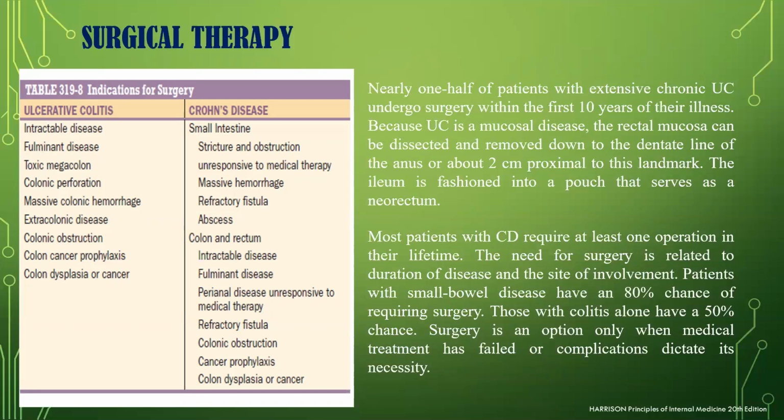Most patients with Crohn require at least one operation in their lifetime. The need for surgery is related to the duration of the disease and the site of involvement. Patients with small bowel disease have an 80% chance of requiring surgery. Those with colitis alone have a 50% chance. Surgery is an option only when the medical treatment has failed or complications dictate its necessity.